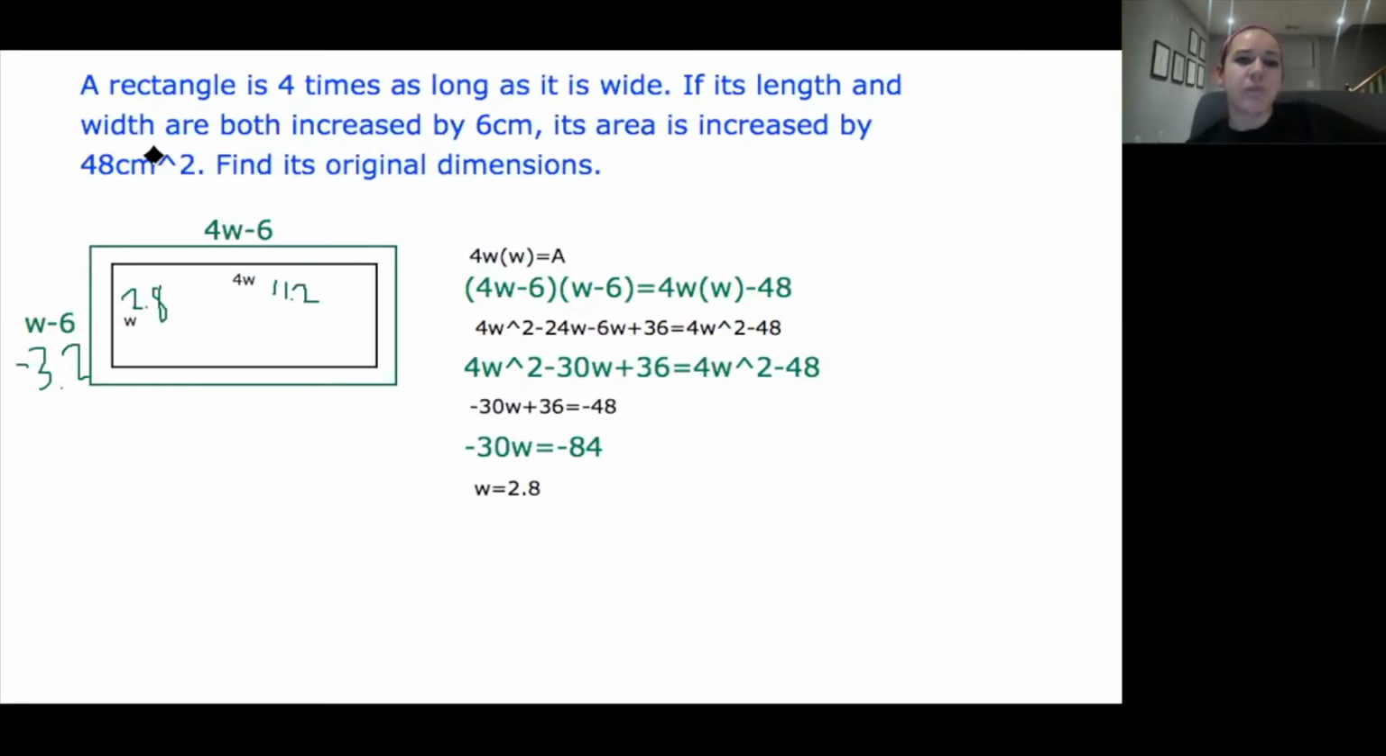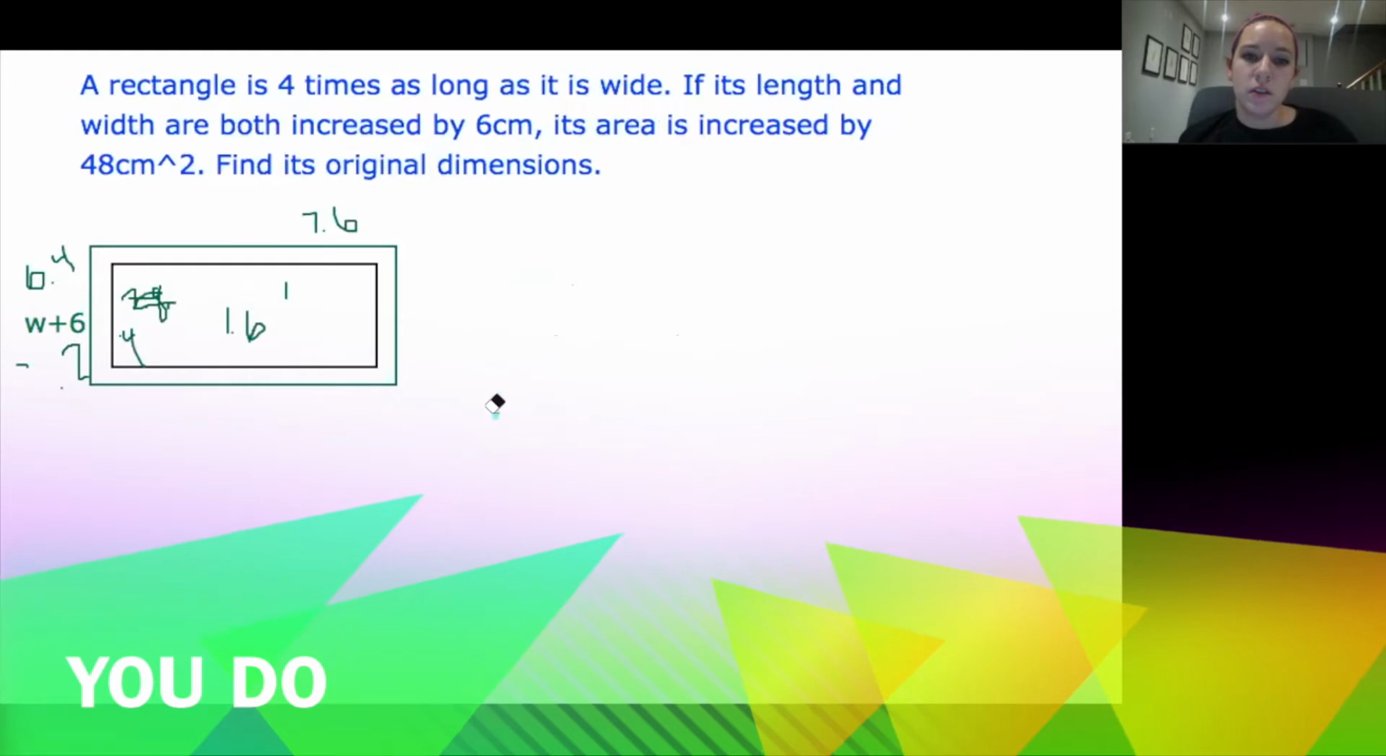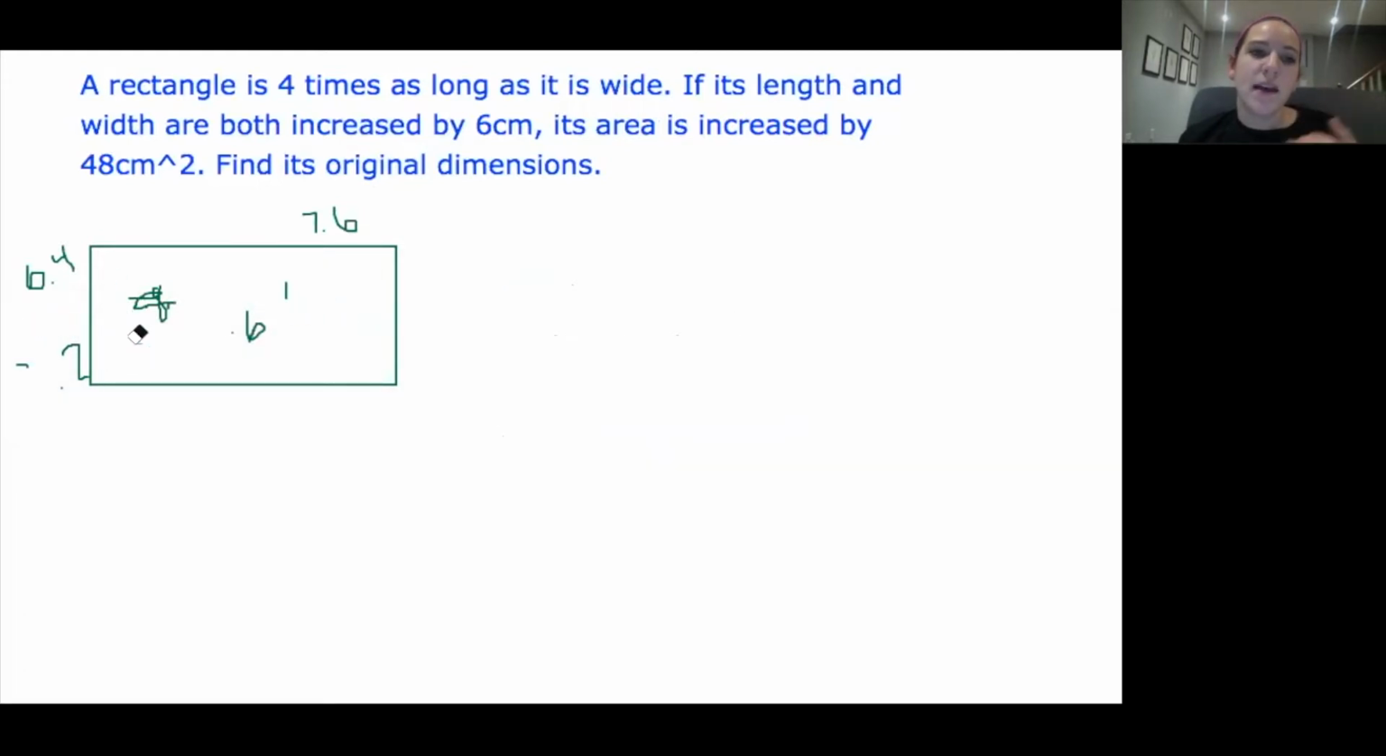Okay, let's reread it. A rectangle is 4 times as long as it is wide. Okay, we did that. 4 times 4W. Length and width are both increased. So we drew them the right way, but we wrote them still as decreasing. Oops. Bummer.